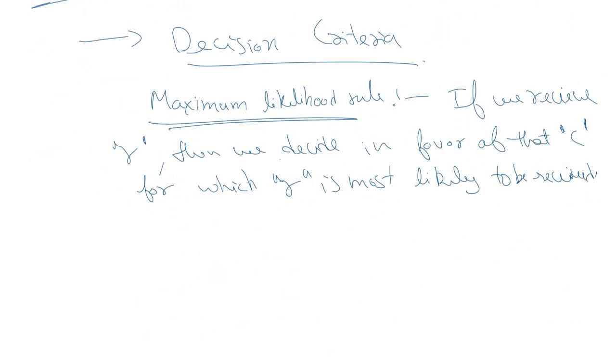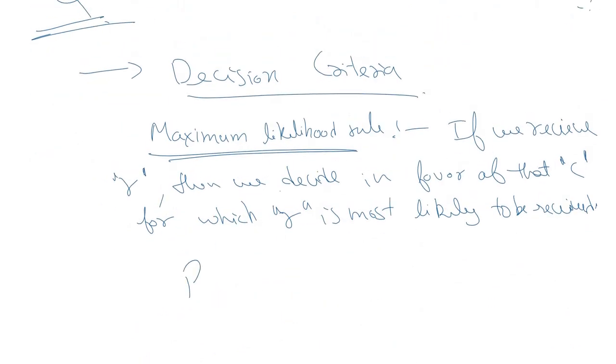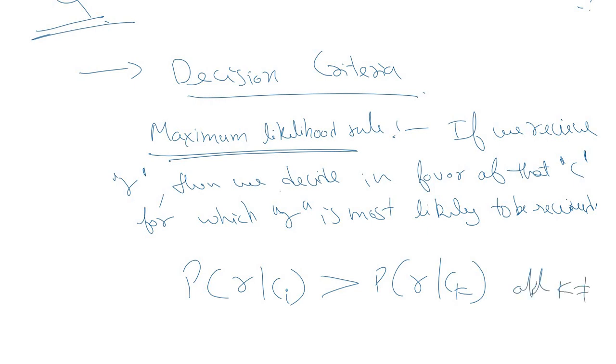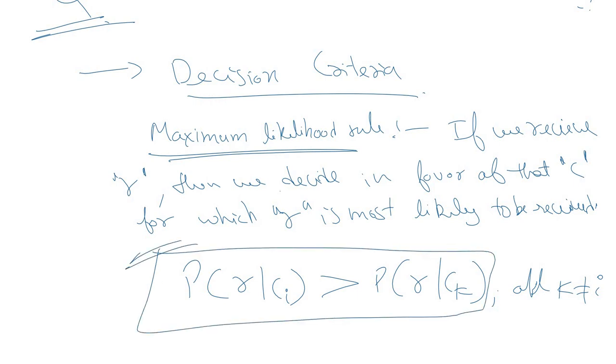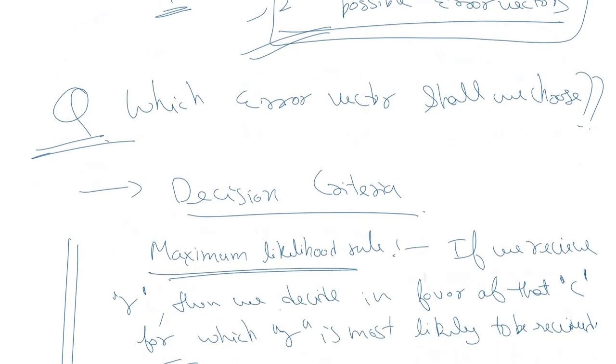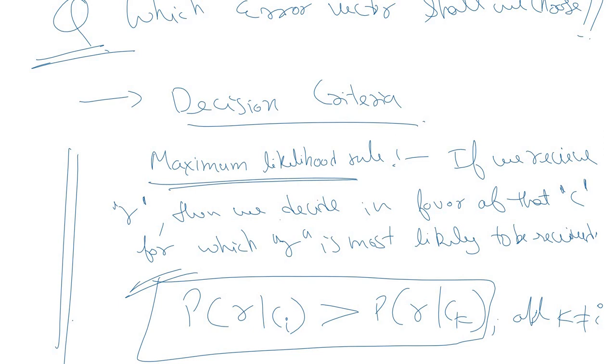We can quantify this in terms of probabilities. That means the probability of R given Ci was the transmitted code word is greater than the probability of R given Ck, for all k not equal to i. So this is the maximum likelihood rule. We'll have a better understanding of this rule with the help of an example. We're going to do that example now. So this is the maximum likelihood rule, which is a reasonable decision criterion with the help of which we can decide the unique error vector.